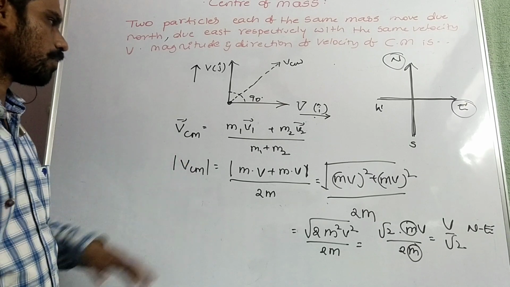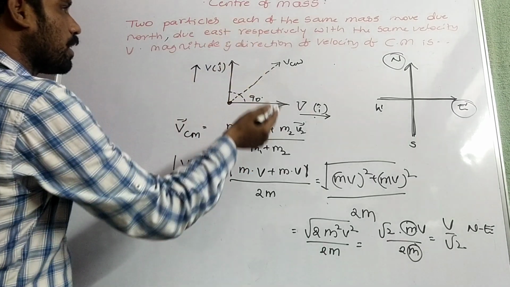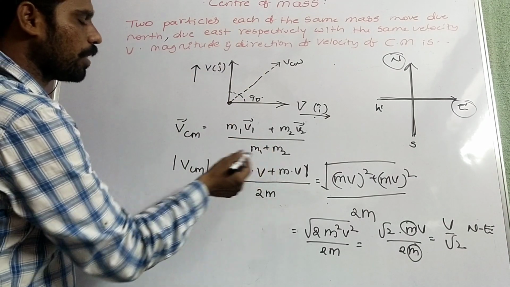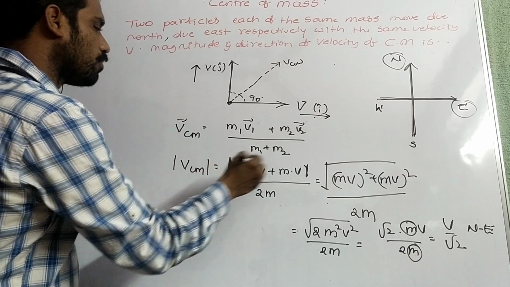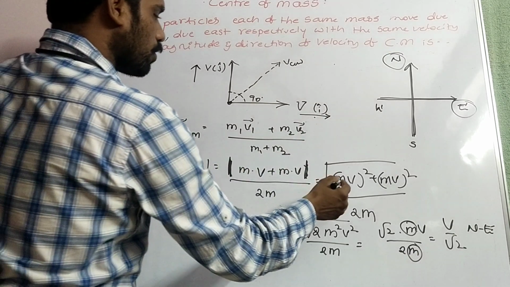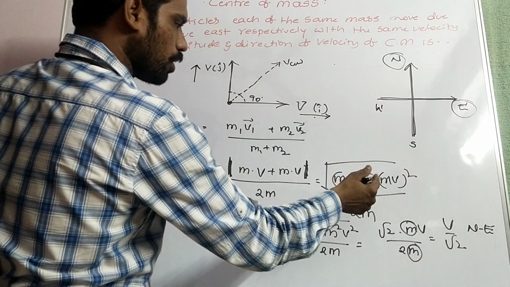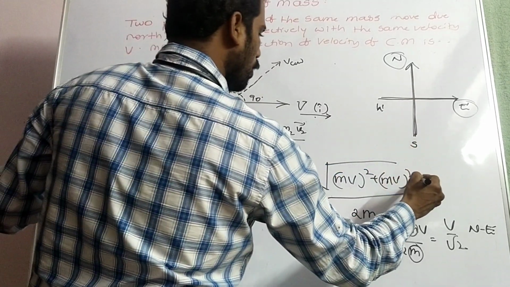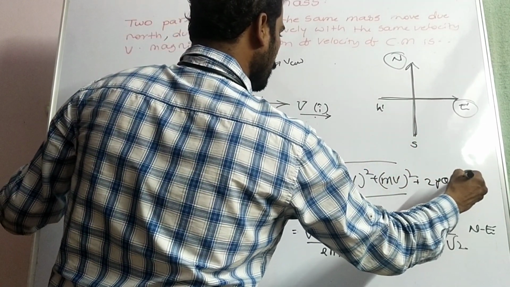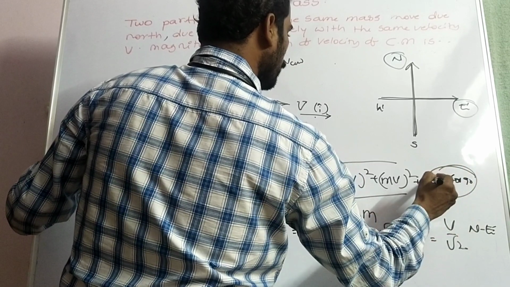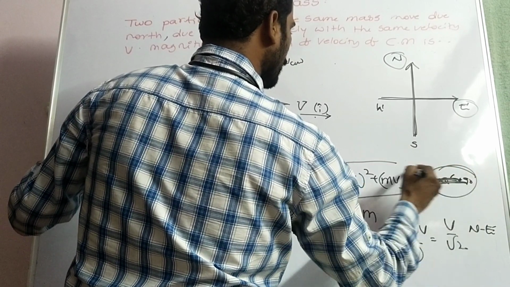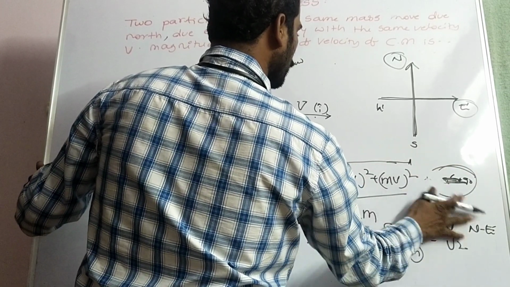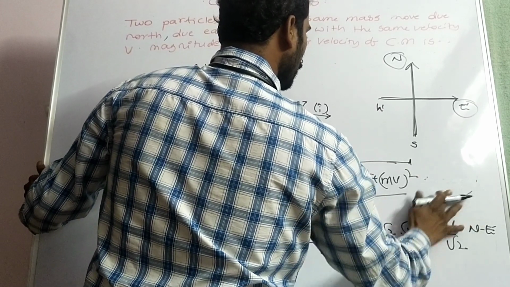Modulus of VCM is equal to... Here it is given that mass as well as speeds are both the same, so mv plus mv. So what is the magnitude? Magnitude can be written as the root of x square plus y square, that is p square plus q square plus 2pq cos theta, we had, right? But cos 90 is 0. That's why we need not write it. So up to here only I am writing. 2pq cos theta will become 0.